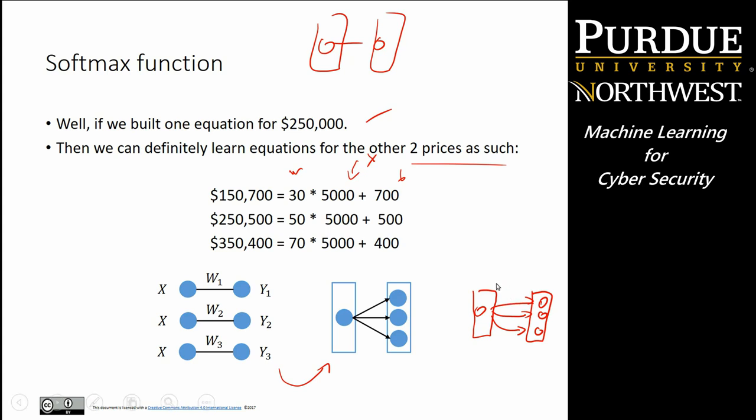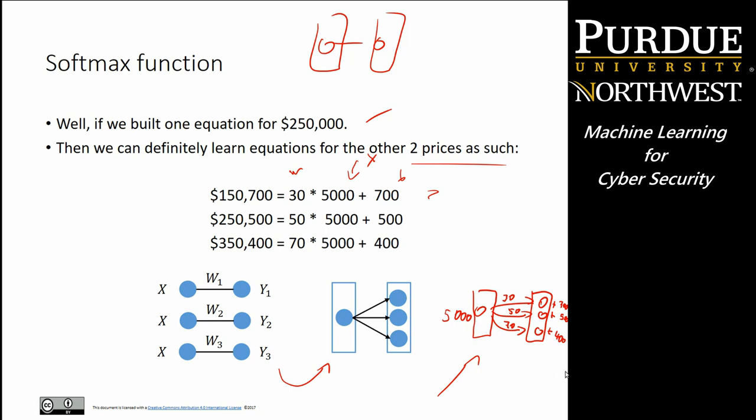So actually I'll do 5,000, 30, 50, 70, plus 700, 500, 400. Do you see that? That's this represented as a network here. Remember that each neuron is dependent on what is before it, right? So this neuron only cares about this input, really. That's it. There's only one input in this problem, the square footage of it.